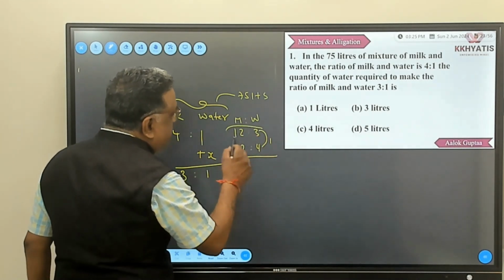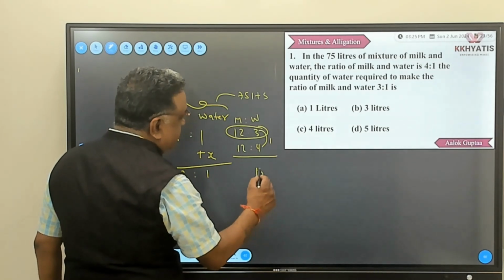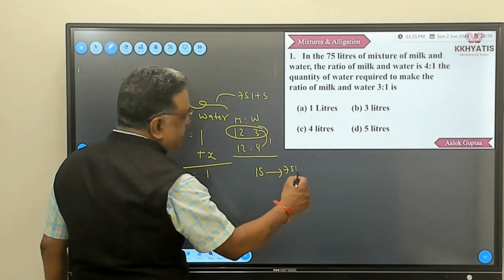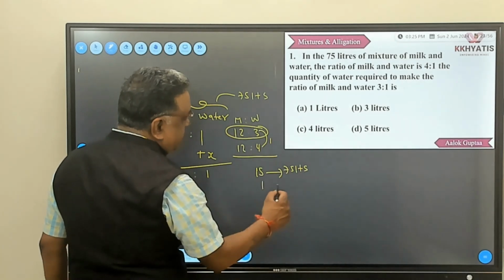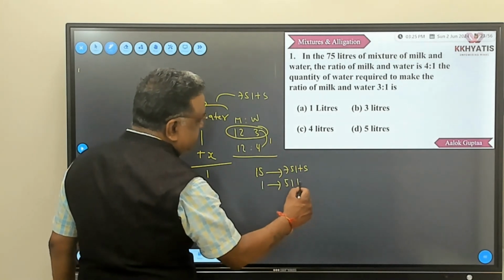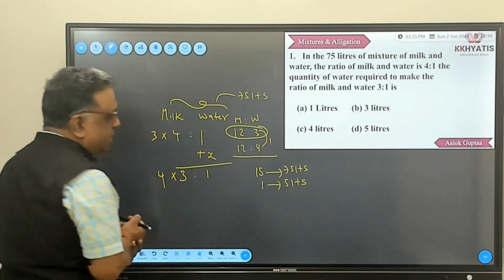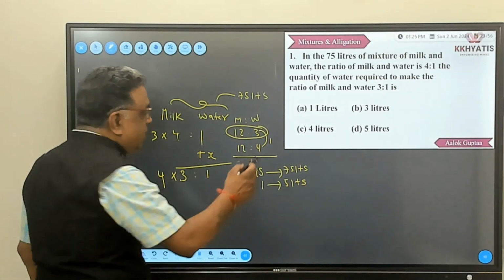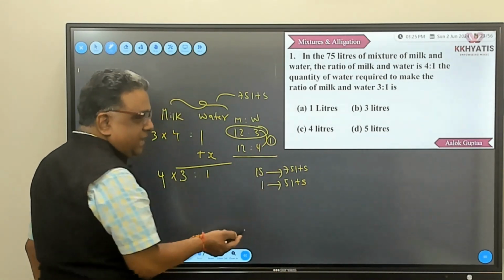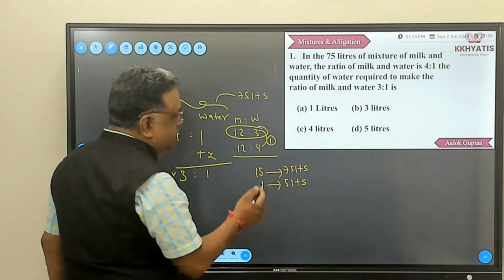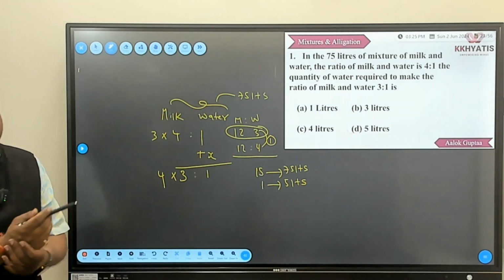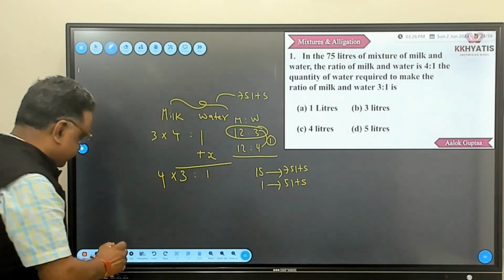Now this 12 plus 3 is 15, whose value is given to me. The total is 75 liters in terms of quantity. So 1 will represent 5. And what value do we have to find? We have to find the value of 1 only, because 1 water has been added in terms of ratio. So 5 liters of water must be added to make the ratio 3:1 of milk and water.